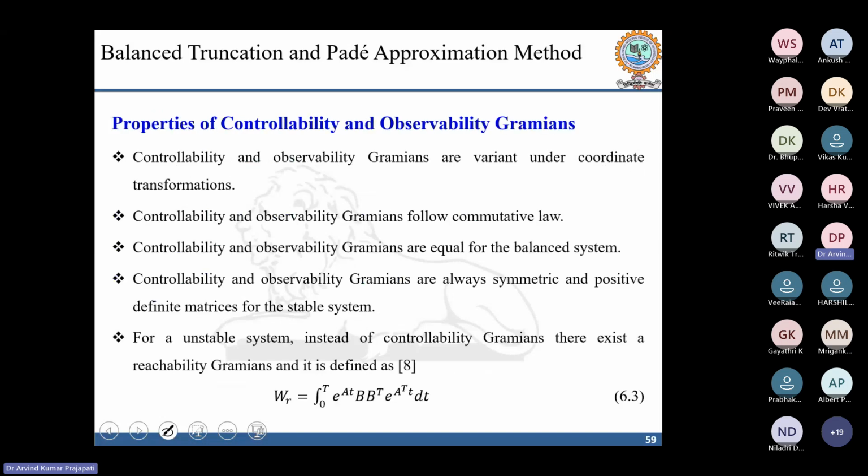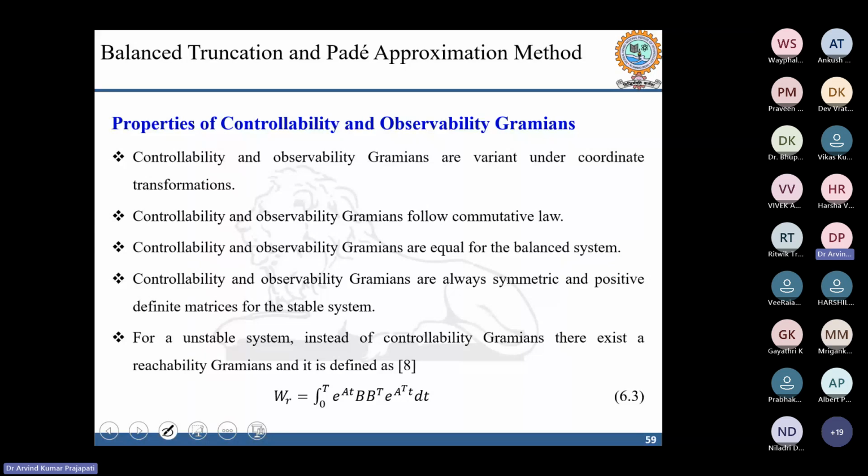So what are the properties of these gradients? The controllability and observability gradients are invariant under coordinate transformation. If you transform the system, its controllability and observability gradients remain the same. The controllability and observability gradients follow the commutative law for a balanced system. Means if a system is balanced, then for that system the controllability and observability gradients will be equal, and they are diagonal.